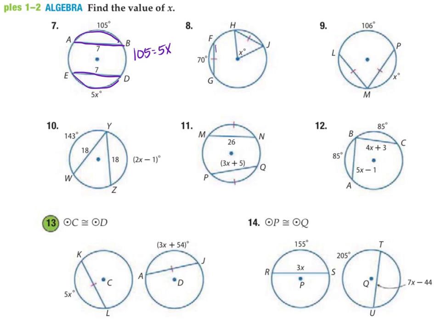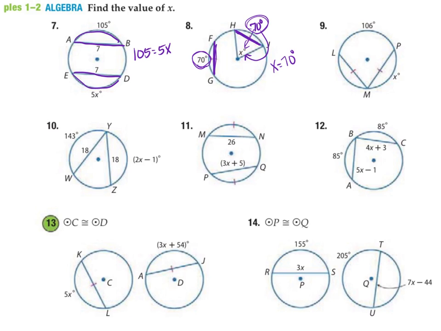Number 8, if FG is the same, then HJ is the same. Okay, those two are the same. Then remember that if the arcs are the same, an arc and its central angle have the same measure. So since this arc and this arc are the same, and this arc and its central angle are the same, x would have to be 70 degrees.